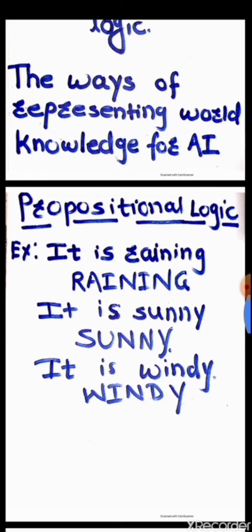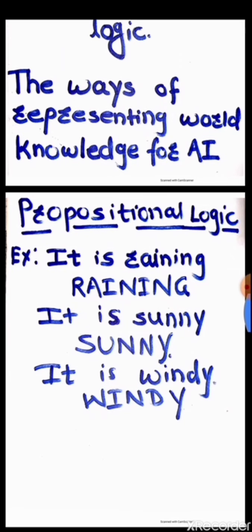We have some set of sentences. The first one is "it is raining", and it is represented by the keyword raining. The second one, "it is sunny", is represented by the keyword sunny. The third one, "it is windy", is represented by the word windy.